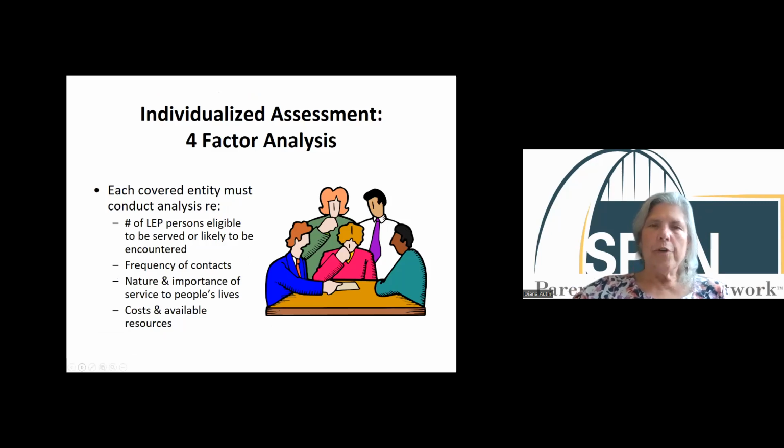Under this executive order, there is an individualized assessment that includes a 4-factor analysis. So each covered entity, which includes the New Jersey Council on Developmental Disabilities and all of its programs and networks, must conduct an analysis of 4 things. First, the number of limited English proficient people eligible to be served or likely to be encountered, the frequency of contacts, the nature and importance of the service to people's lives, and the costs and available resources.